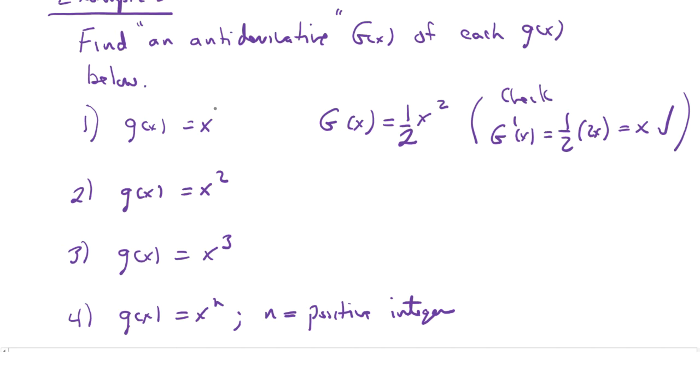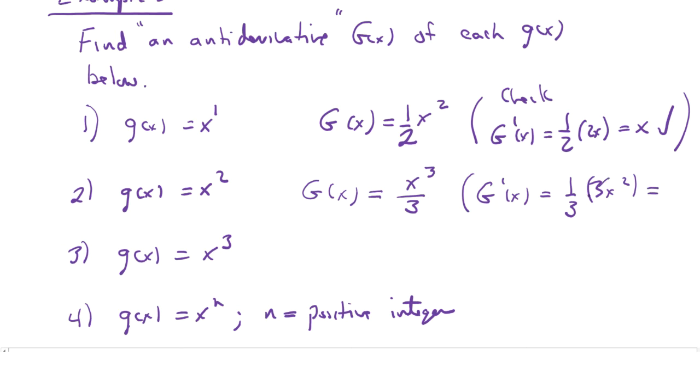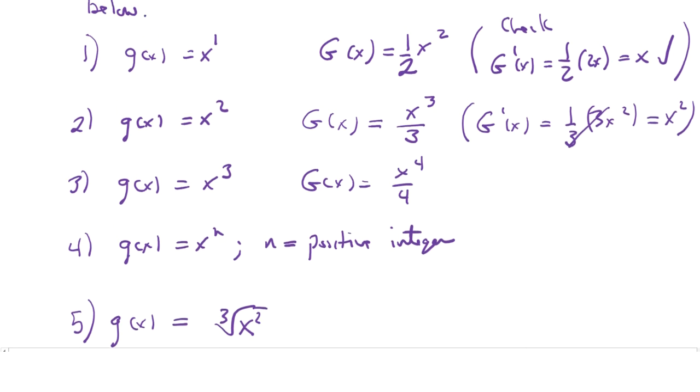In the first problem we saw that we added 1 to the exponent and divided by 2, so let's see if that works in the second example. Following the pattern in problem 1, we might want to write x cubed over 3, and then we can check when we compute g prime of x, we get 1/3, and then the derivative of x cubed is 3x squared. And sure enough, the 3's cancel and we get x squared. So that checks too. And similarly for the third problem, capital G of x following the pattern, x to the 4th over 4, and you can check that g prime does indeed equal x cubed.